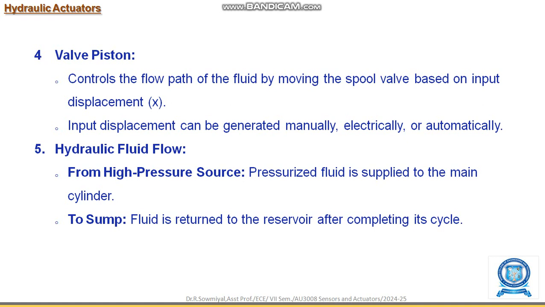Next one is the hydraulic fluid flow. From the high pressure source, pressurized fluid is supplied to the main cylinder. To the sump, fluid is returned to the reservoir after completing its cycle.